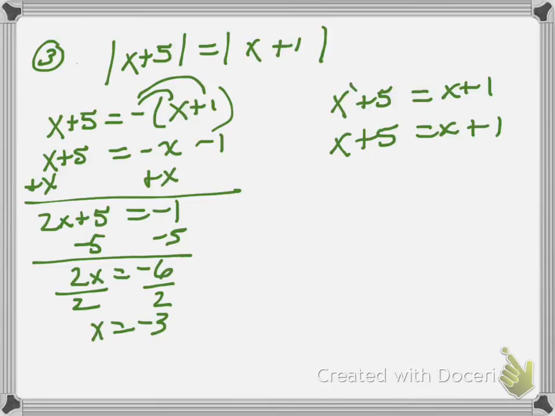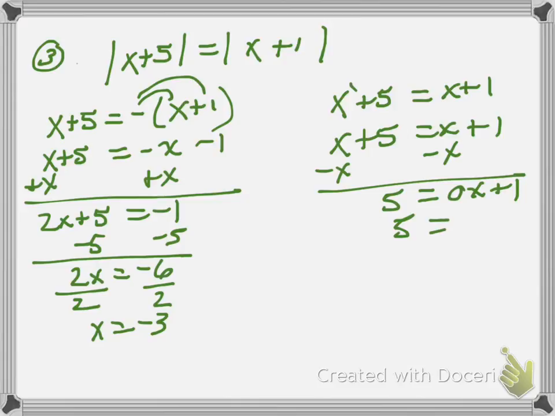All right, so now let's come over to here, and I'm just going to subtract x from both sides. And then I get 5 is equal to 0x plus 1, which is that 5 is equal to 1, right? Is that a true statement? No. So there's no solution here. And that will happen sometime. So this particular absolute value problem only has one solution. It's negative 3. All right?